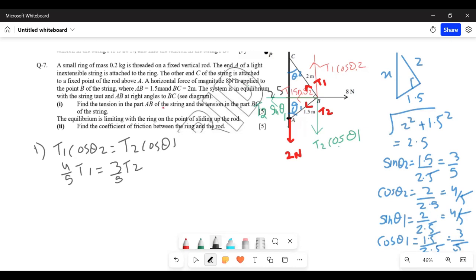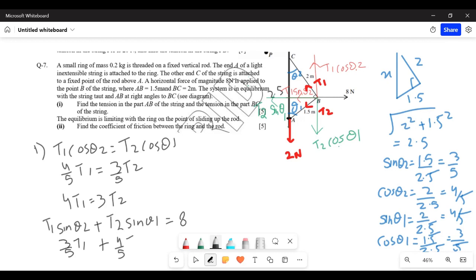Can cancel the 5s here. So it's going to be 4T1 equals 3T2. Equation number 1. And now we're going to equate the left component to the right component. So T1 sine theta 2 plus T2 sine theta 1 equals 8. Sine theta 2 is 3 by 5. So 3 by 5 T1 plus sine theta 1 is 4 by 5 T2 equals 8.